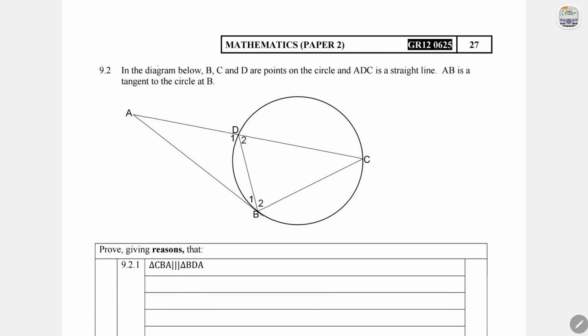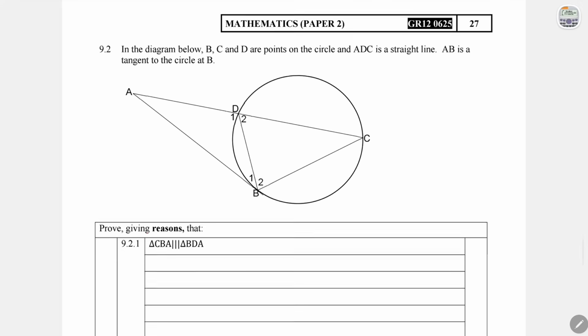Question 9.2 says, in the diagram below, B, C, and D are points on the circle. And then we have that ADC is a straight line. AB is a tangent to the circle at B. That's going to be an important point. This is a tangent to the circle at B.